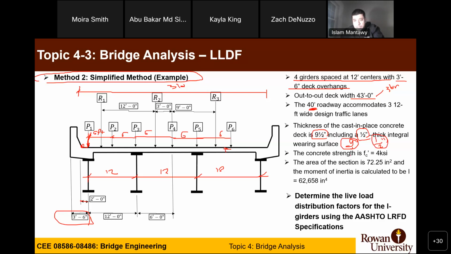The concrete f'c is 4 ksi, the area of the girder is 72.25 square inches, and the moment of inertia of the girder is 62,658 inches to the power 4. We need to calculate the live load distribution factor for interior and exterior girders for moment and shear using the simplified equation. So let's get started here.